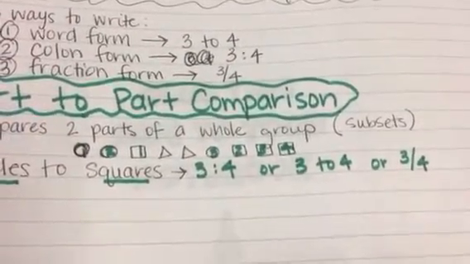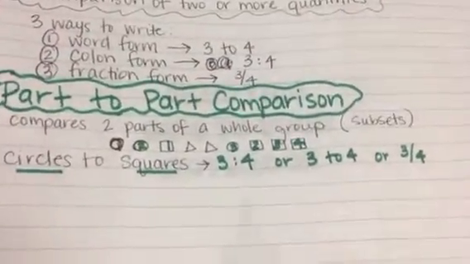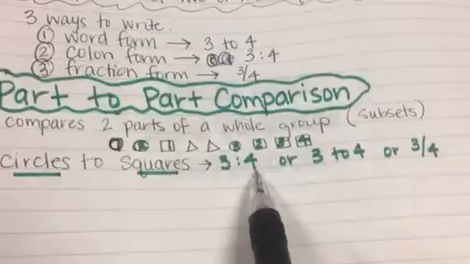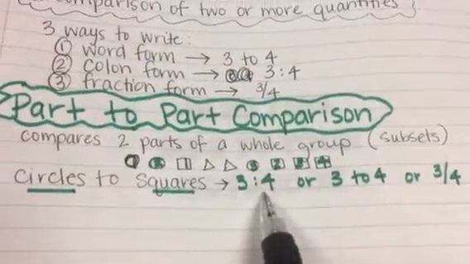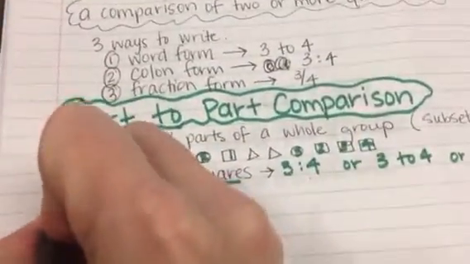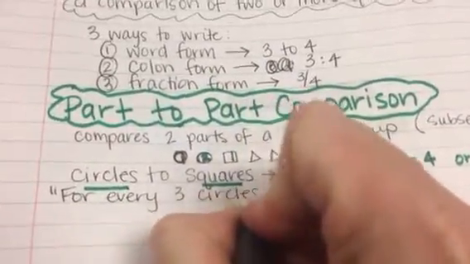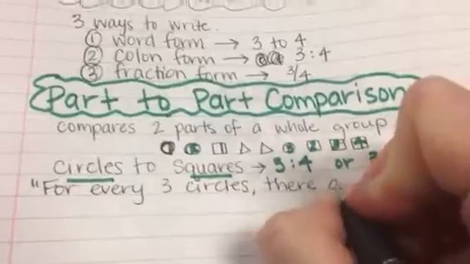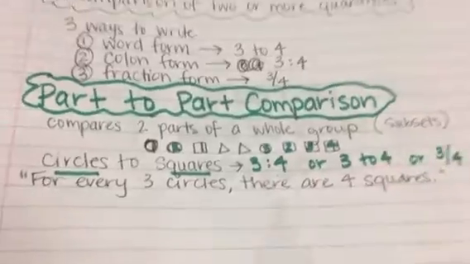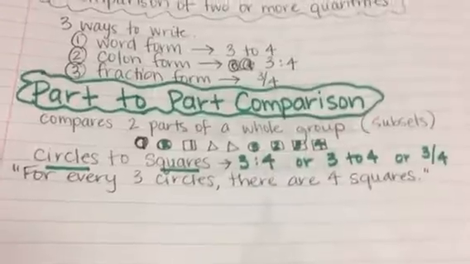What this means is that I have compared the number of circles to the number of squares, and you notice I counted my circles and I counted my squares, and then I wrote them in the correct order. Because if I write 4 to 3, that's not the same comparison as 3 to 4. This means for every 3 circles, there are 4 squares. That's what that literally means. I'll give you just a minute if you need to pause the video to finish that particular part.